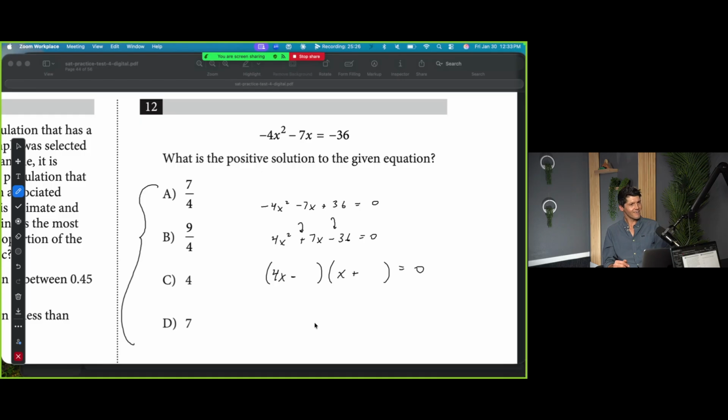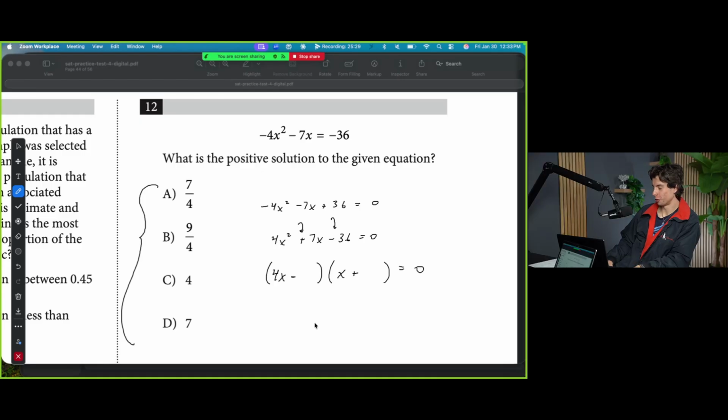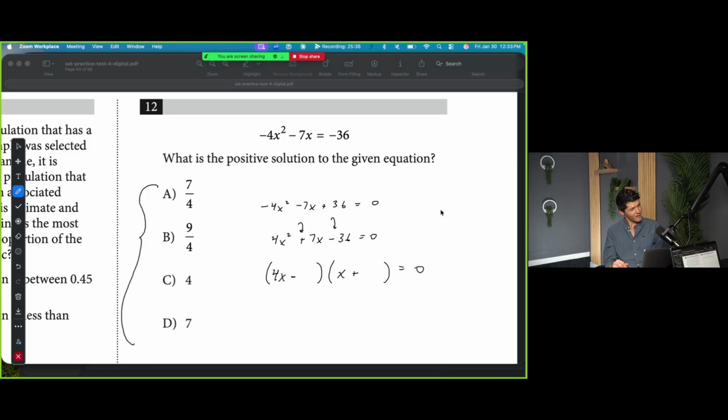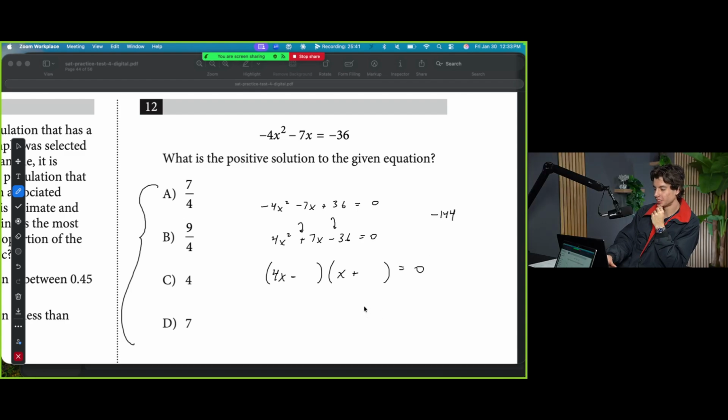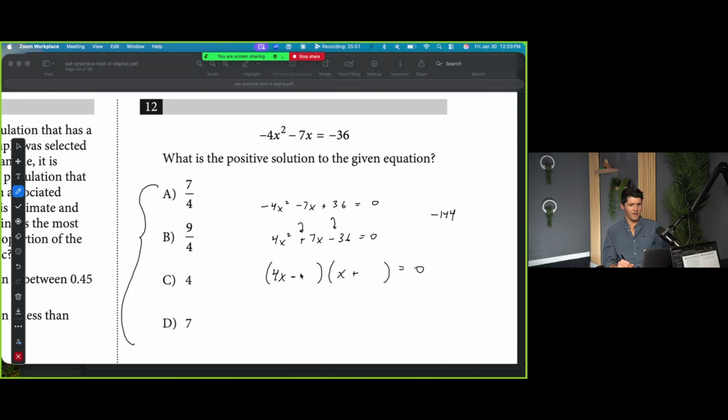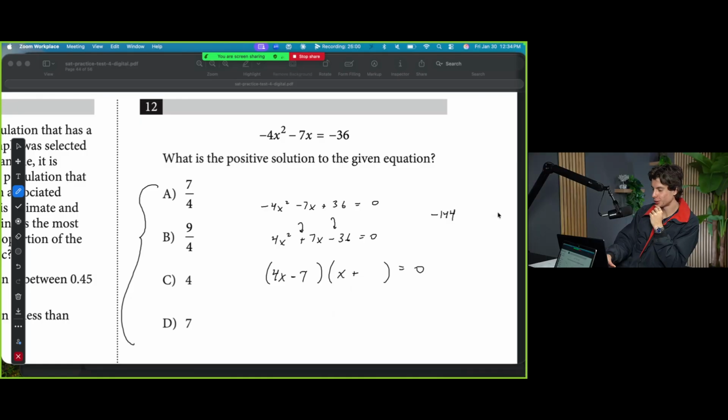I'm not sure. Well, first you need to multiply 4 times -36. Yep, so 4 times -36 is going to be -144. Okay. And then from A and B, you can guess one of your negatives. Yeah, good. So which one do you want to try? We can try 7 first. Okay, cool. So we're going to put a 7 with the 4x, right? And then we would need something that gets us to 144, which I don't think it does. Doesn't. So you have to go to 9.